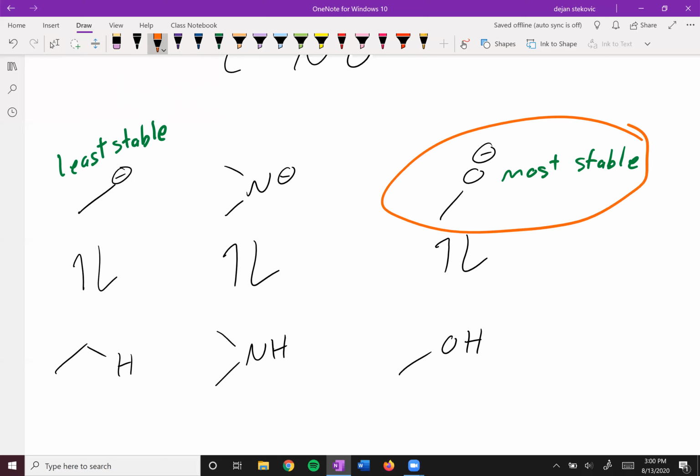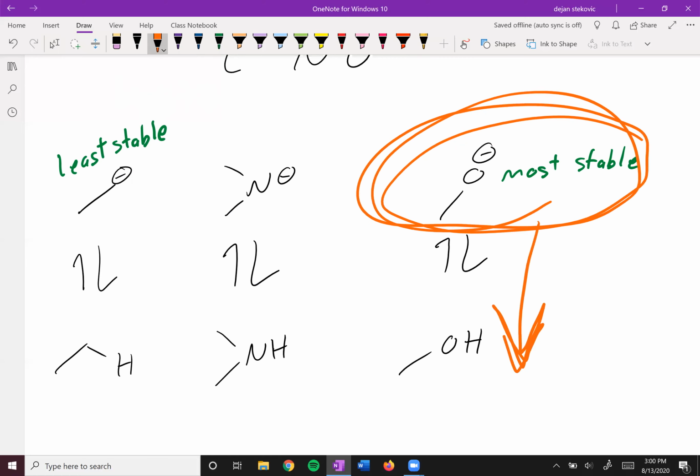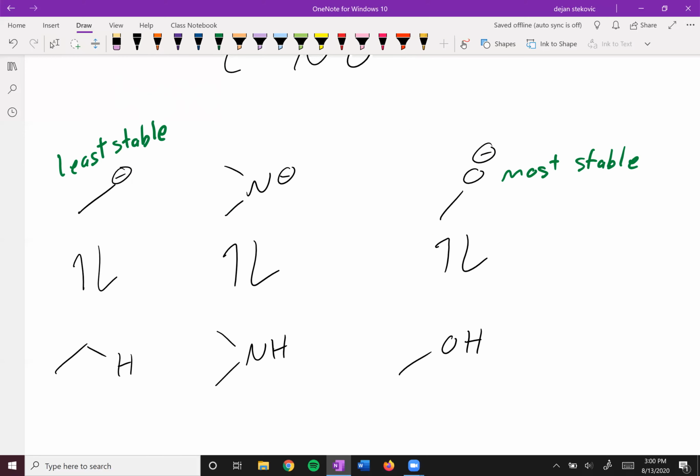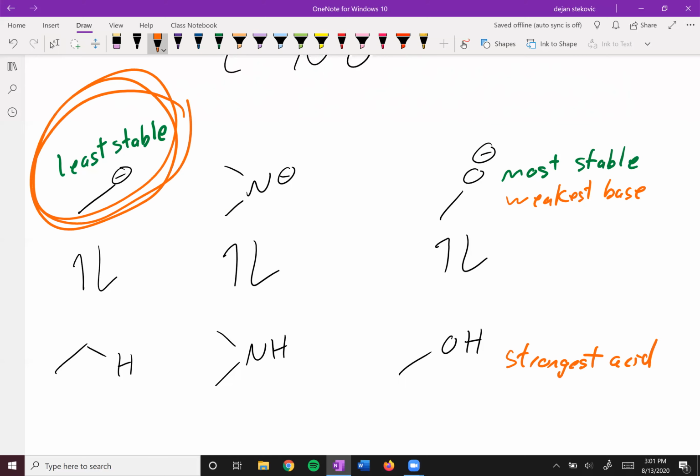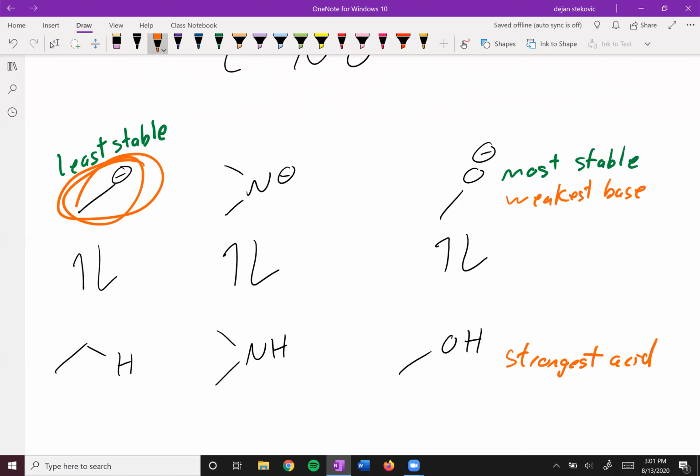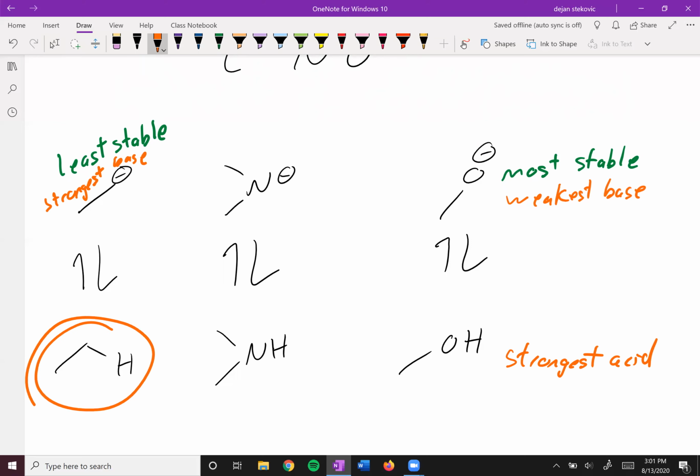And since this thing's stable, right, it's not going to have a lot of pressure to pick up an H+. And so the result is this is going to be the weakest base, right? It's okay just having that negative charge. And since that's the weakest base, this alcohol here is the strongest acid. Whereas on this hand, right, this negative charge on this carbon is very unstable. It does not like to be like this. And so it's going to want to pick up an H+. So this is going to be the strongest base, right, which makes this component right here the weakest acid.